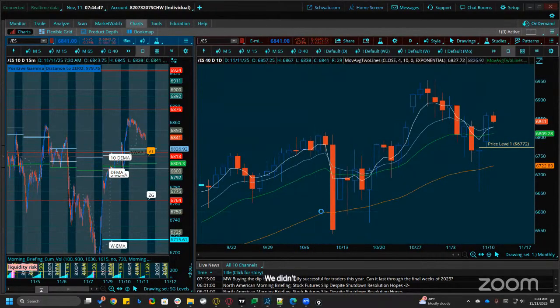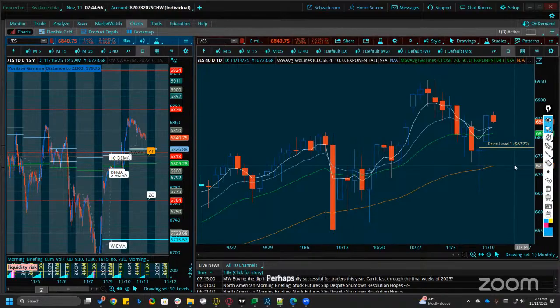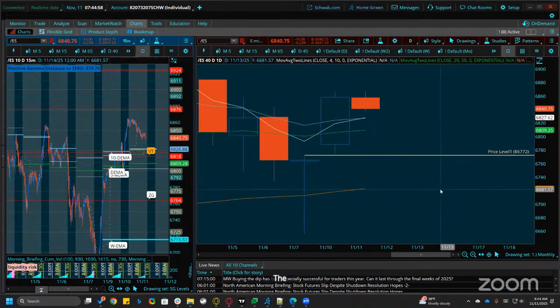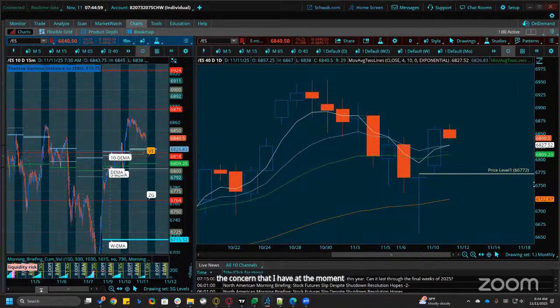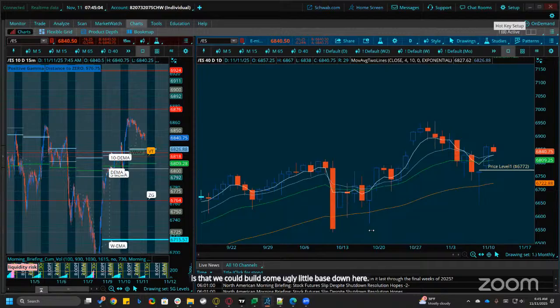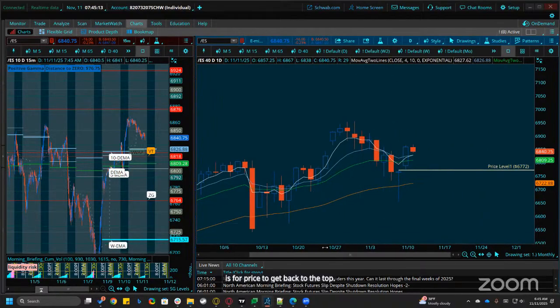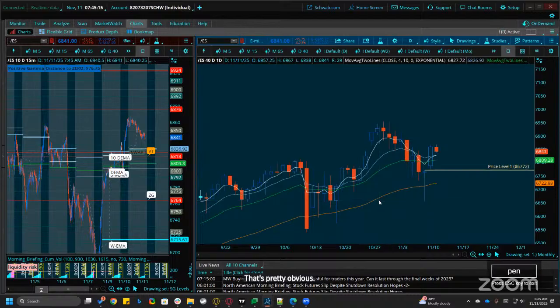We didn't get our single shot TRB, unfortunately, but we did get a nice start to perhaps a scoop pattern. The concern that I have at the moment is that we could build some ugly little base down here, right? What we're eventually looking for is for price to get back to the top. That's pretty obvious. We want to get it back up here.